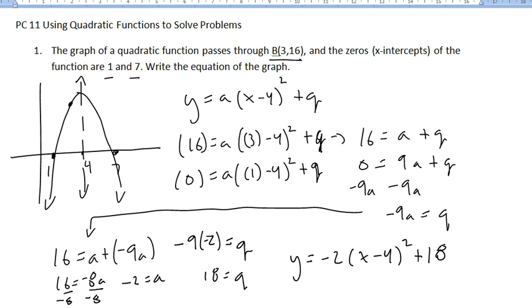And let's just go back to our diagram, make sure this makes sense. So that would mean our vertex would be (4, 18), which looks right. And we're going to be opening down because of the negative, which we are. And normally we'd go over 1, down 1, but because it's negative 2, we go over 1, down 2. Gets us to (3, 16). So yeah, everything looks good.